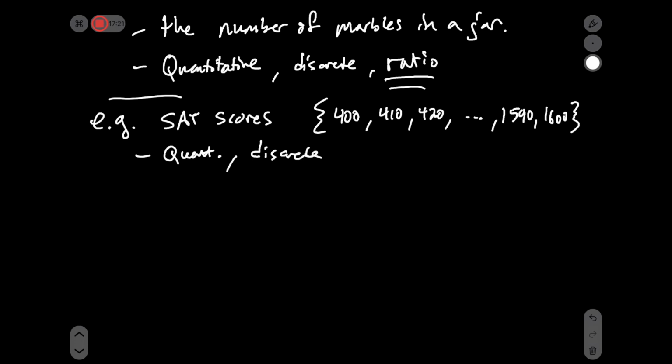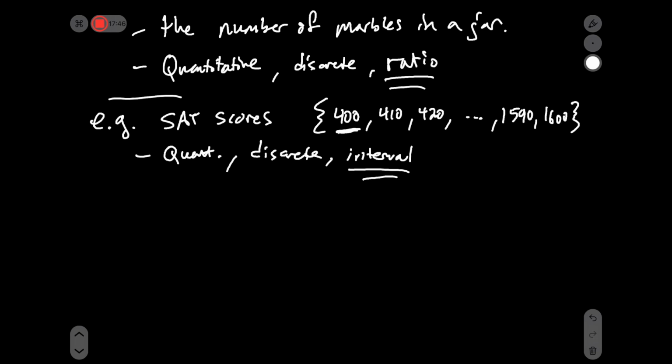And is this interval or ratio? If you said interval, then you are correct. Okay, why is it interval? Because in this case, there is no 0. The lowest score is 400. And even 400 being the lowest score, that's sort of an arbitrary cutoff that the test makers decided.